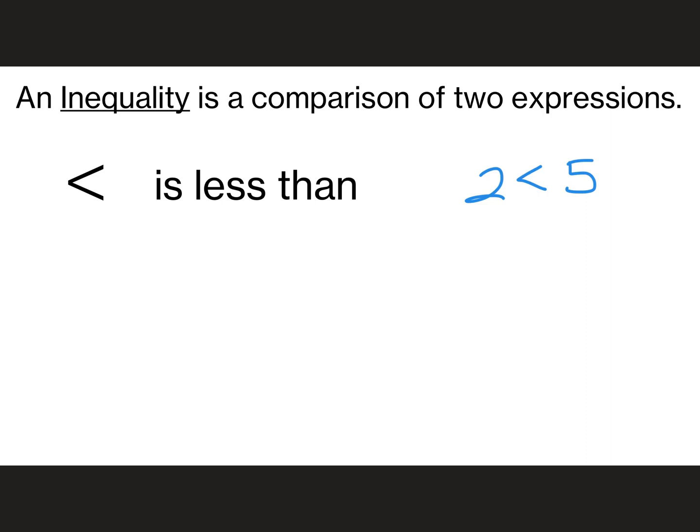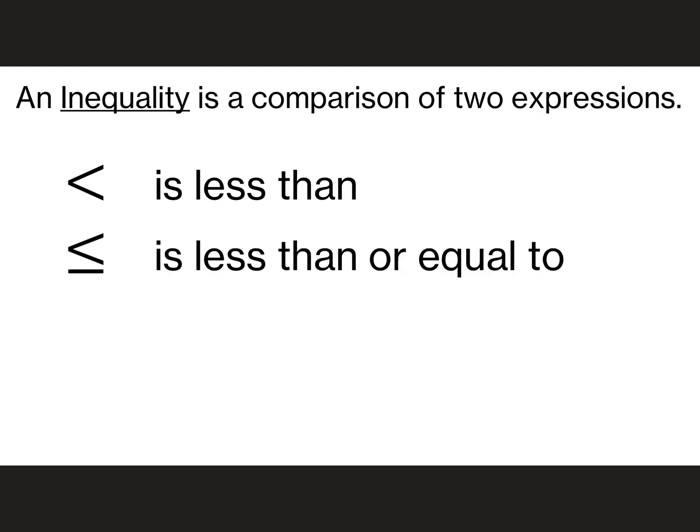All right, here comes another one. This one, do you notice it just has this extra little piece right here? That means equals to. And so in this case, I could say that 2 is less than or equal to 5. I could also say that 5 is less than or equal to 5 because it does equal 5.